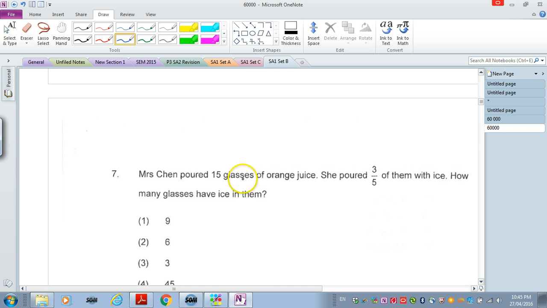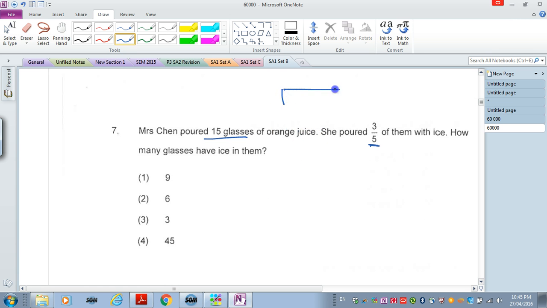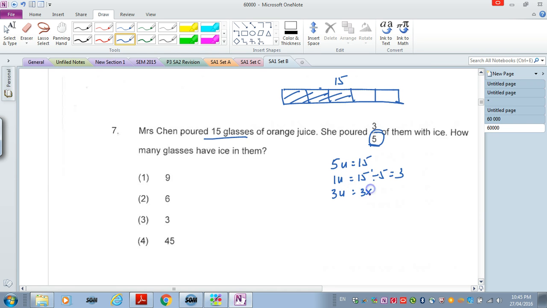Mrs. Chen poured 15 glasses of orange juice. She poured 3/5 of them with ice. How many glasses have ice in them? So I know that there are altogether 5 units. There are 15 glasses. 3 are with ice. So I know 5 units is 15. 1 unit would be 15 divided by 5, which is 3. And I want to find 3 units, which is 3 times 3, gives me 9. Option number 1.